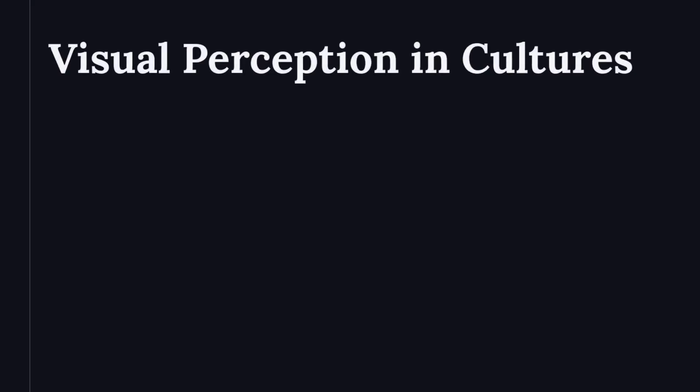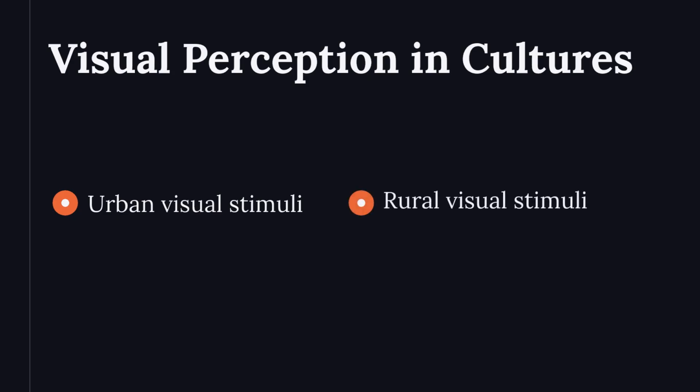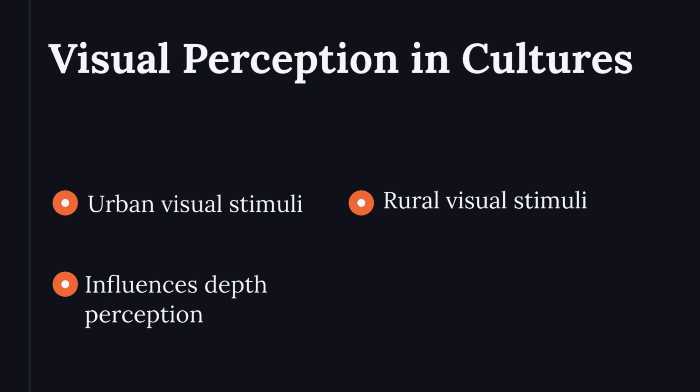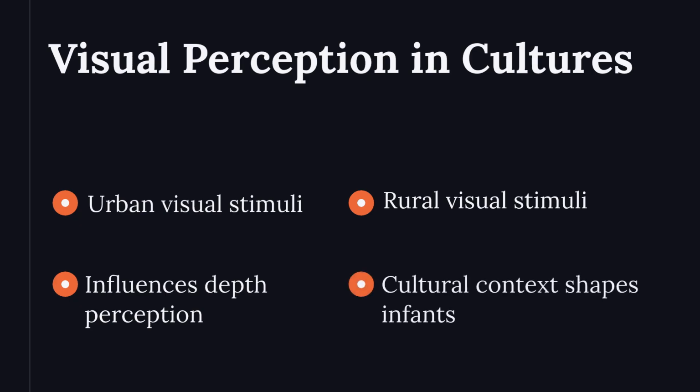Visual environments vary across cultures. Urban and rural settings offer different visual stimuli. These differences influence depth, perception, and pattern recognition. Cultural context shapes infants' perceptual experiences. Understanding variability enriches our view of perceptual development.